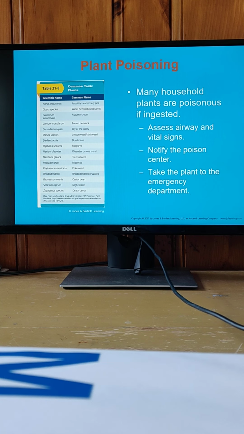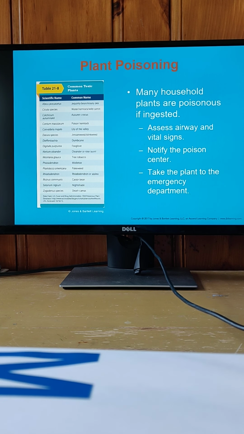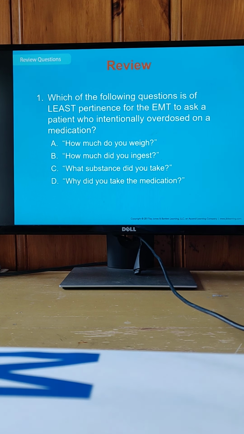Don't eat it. Okay? If somebody has ingested it, assess the airway and the vital signs and notify the Poison Control Center. Take the plant to the emergency department with you so it can be evaluated. Okay? So that does it for this chapter. So let's do the review.